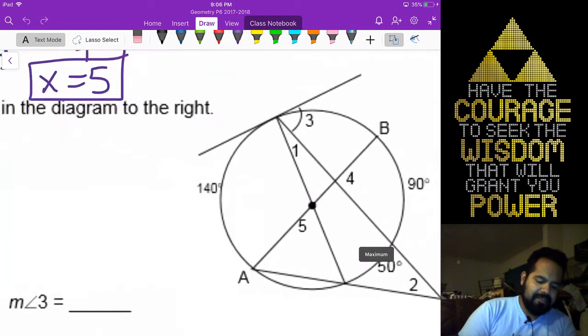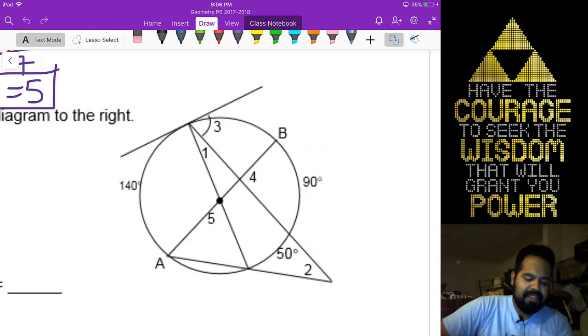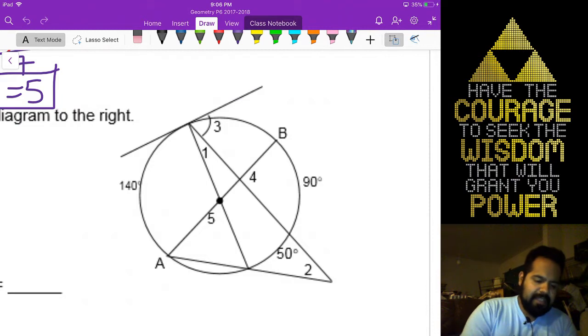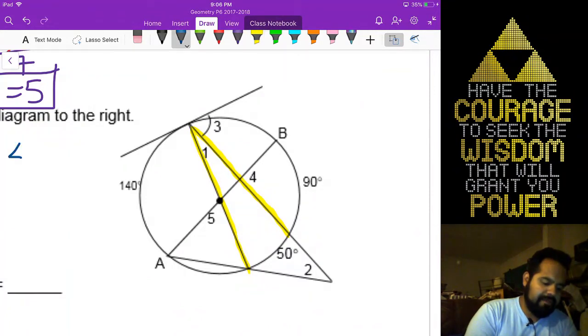21, find the missing angles. All right, I'm just going to kind of go through this. I won't fill in the answers yet. So let's see here. Angle 1 is an inscribed angle. So angle 1 is going to equal 1/2 of 50.